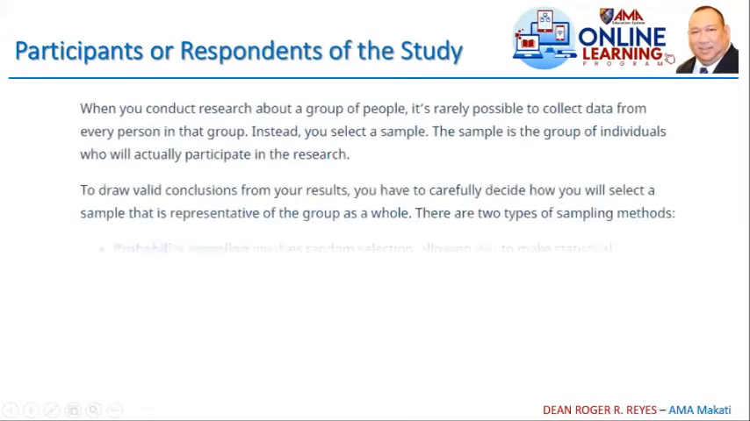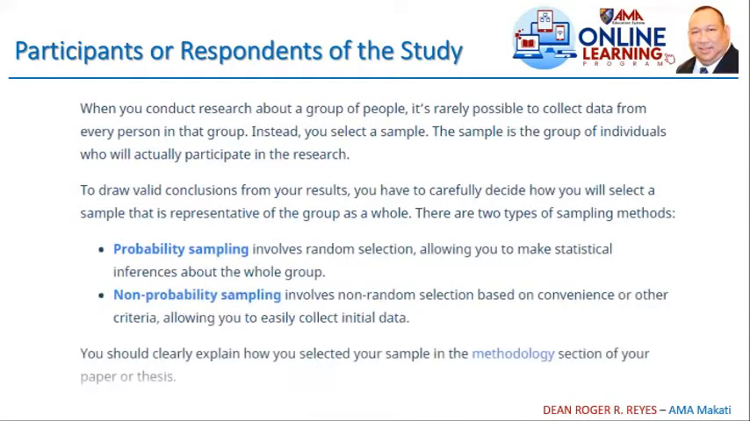When you conduct research about a group of people, it is rarely possible to collect data from every person in that group. Instead, you select a sample. The sample is the group of individuals who will actually participate in the research. To draw valid conclusions from your results, you have to carefully decide how you will select a sample that is representative of the group as a whole.